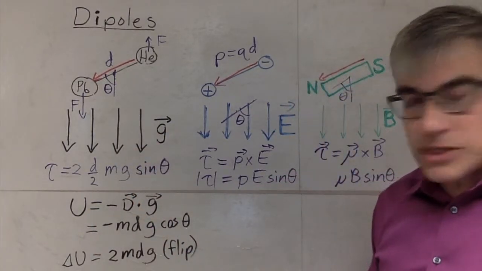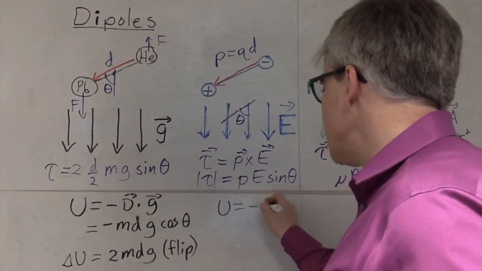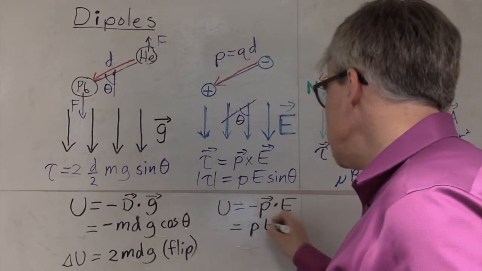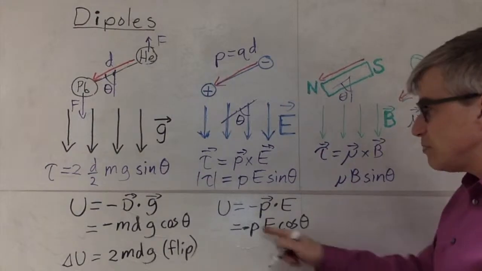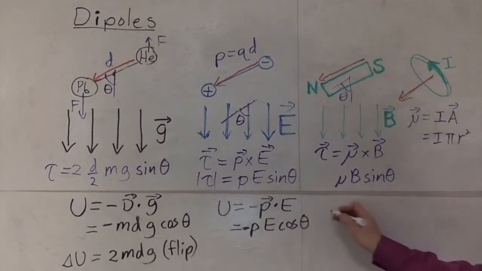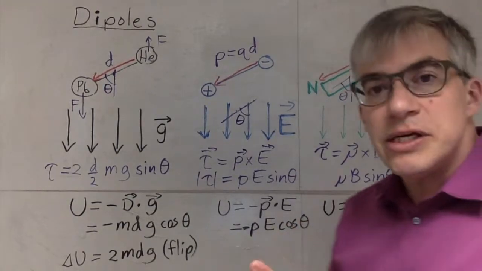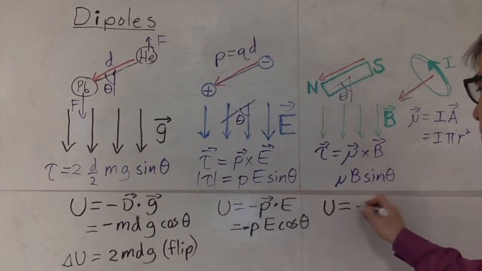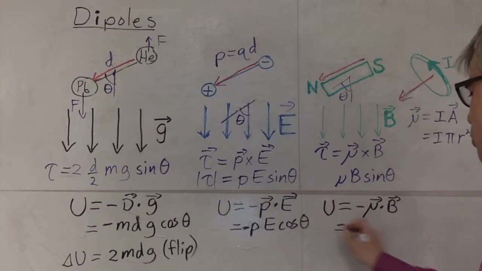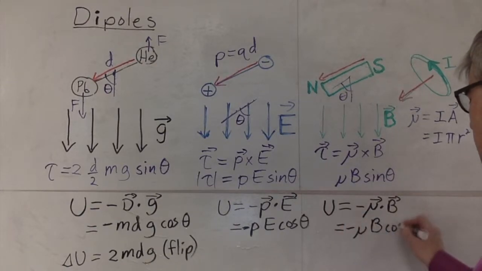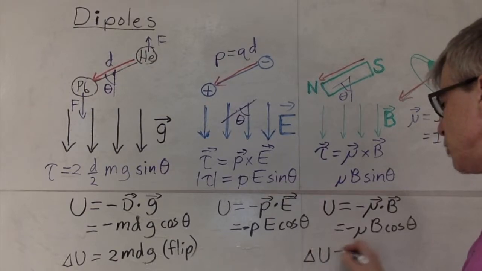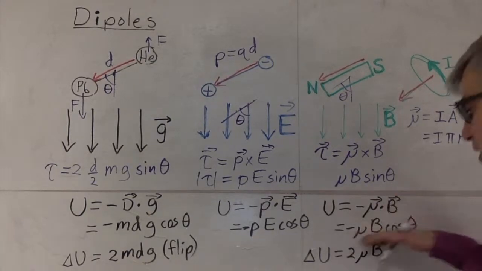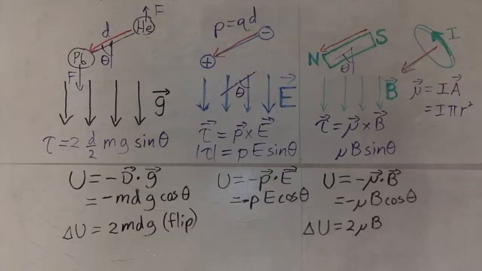Similarly, for the electric dipole, the energy is minus P dot E. So that's minus P E cosine theta. And the P is Q times D. Likewise, the magnetic one, and you will need this for further magnetism tricks like the MRI. The energy would be minus mu dot B, which would be minus mu B cosine theta. And the difference in energy required to flip it over would be 2 mu B, because you go from negative 1 to positive 1 with a difference of 2. So there you have it.